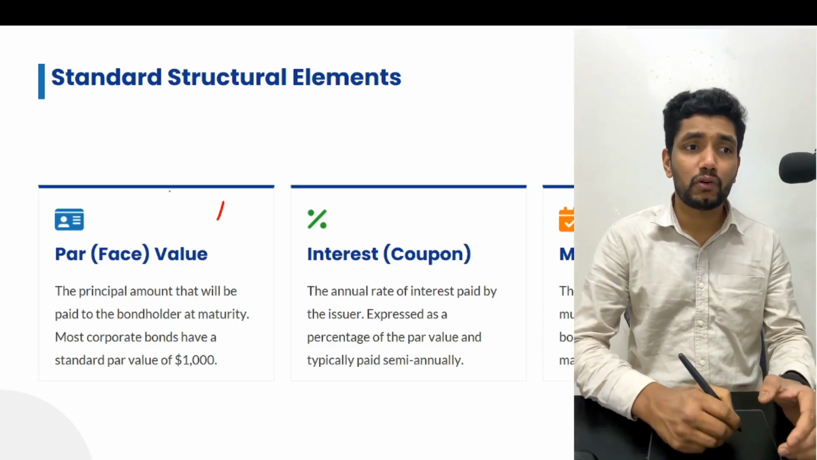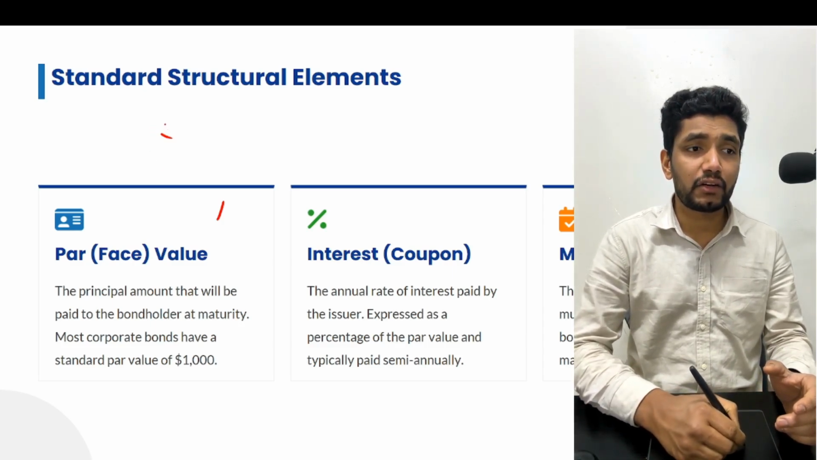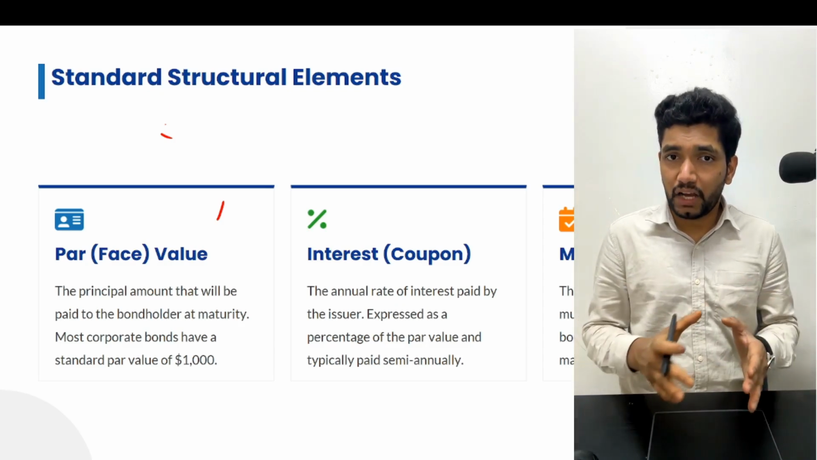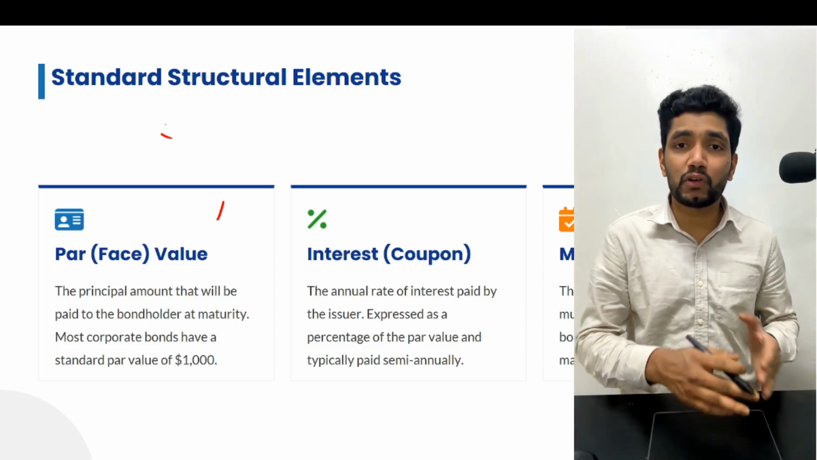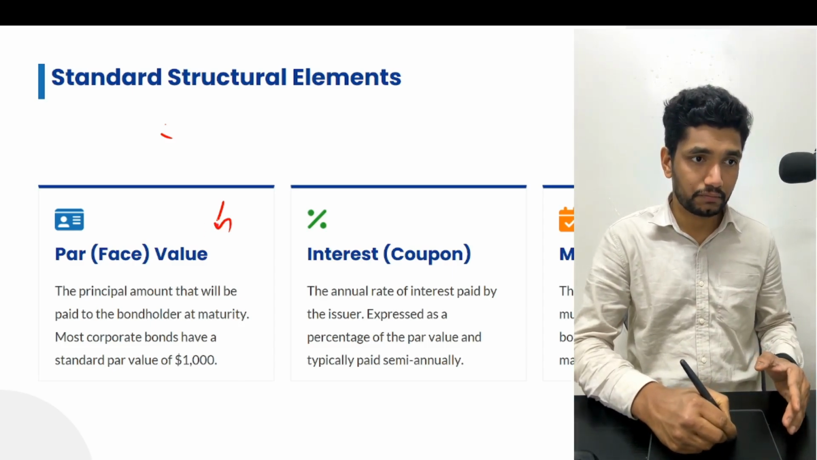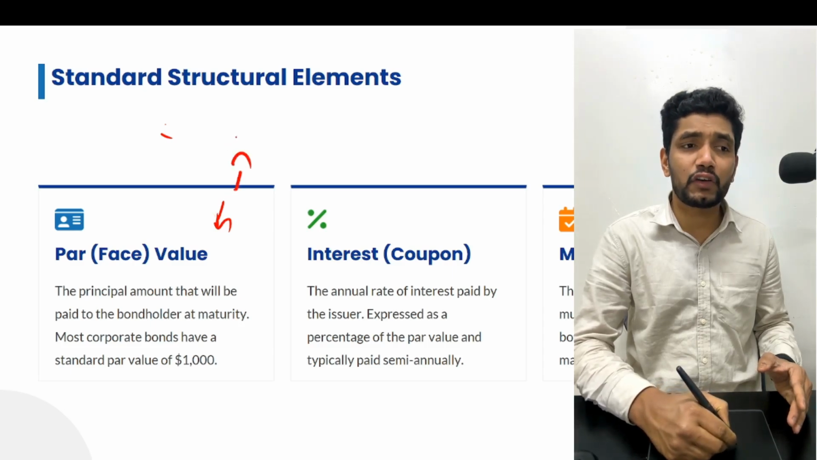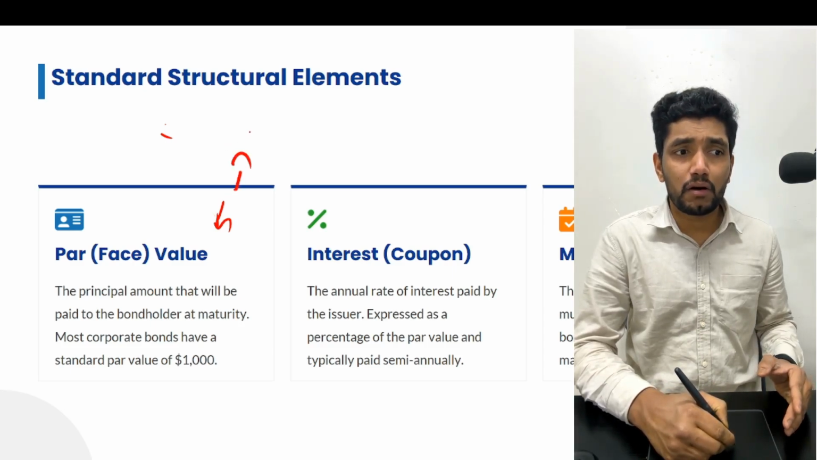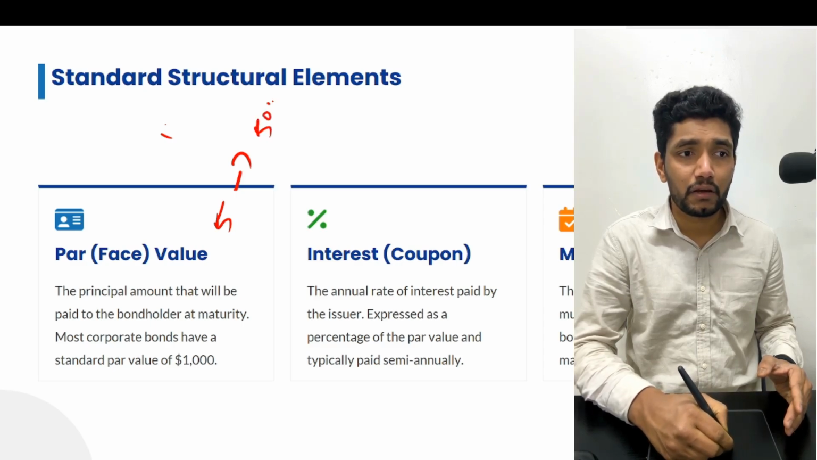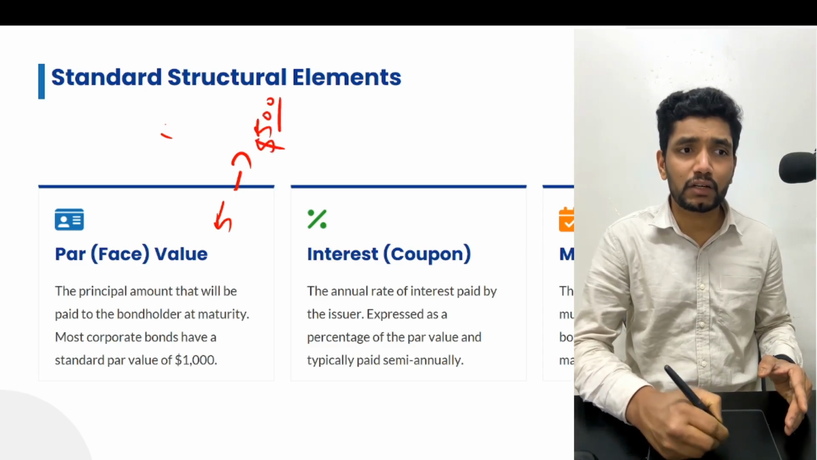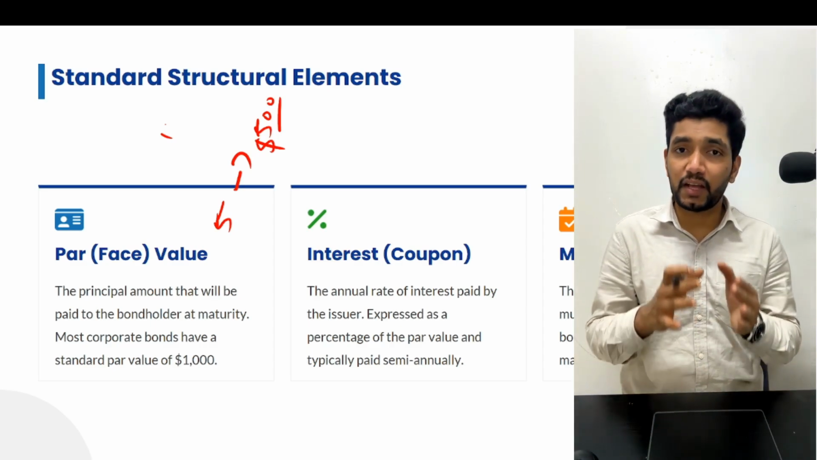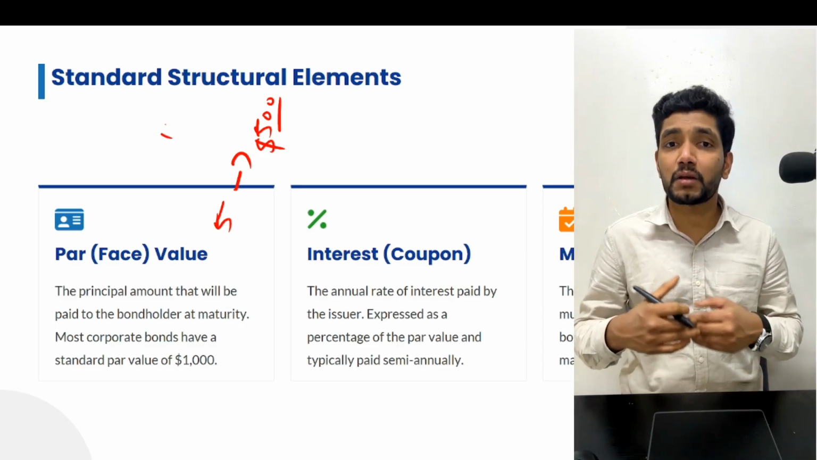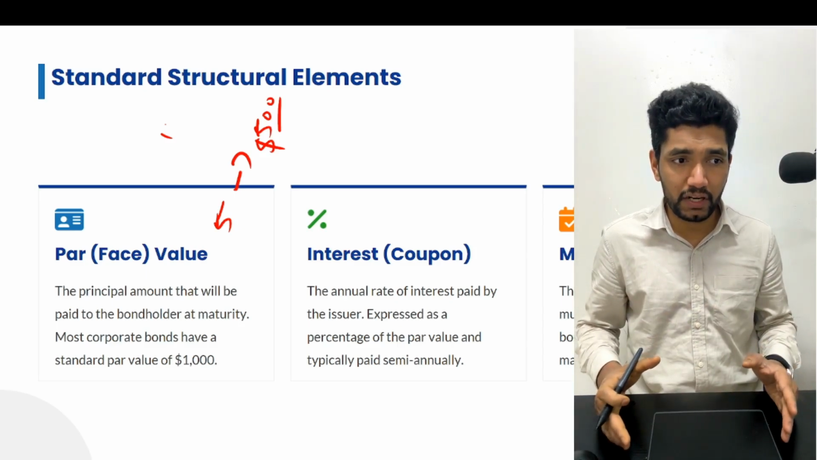So par value is the value which the borrower agreed to pay to the investor at the end of a maturity period. Suppose a bond is issued for 5 years. At the end of the 5 years, the company agreed to repay 500 per each bond. In this case, the 500 is the par value.